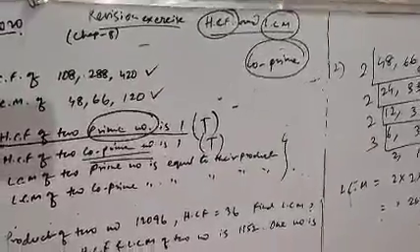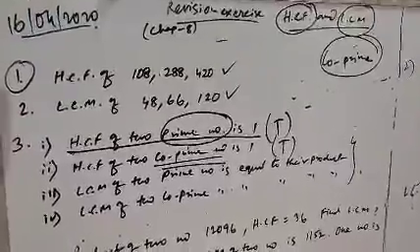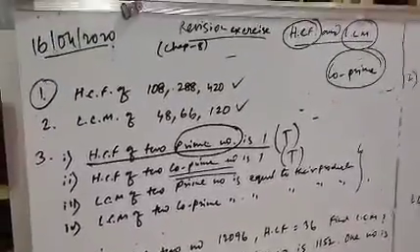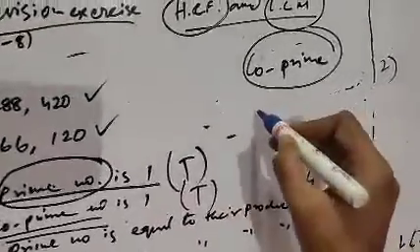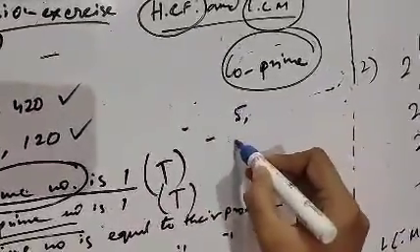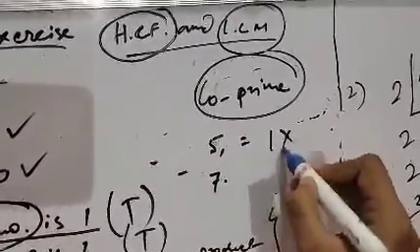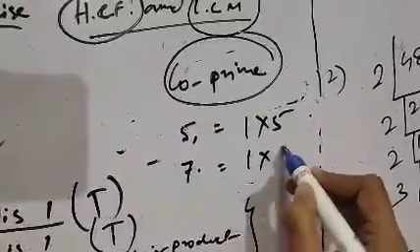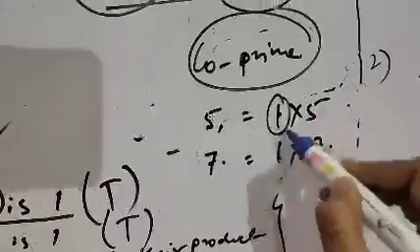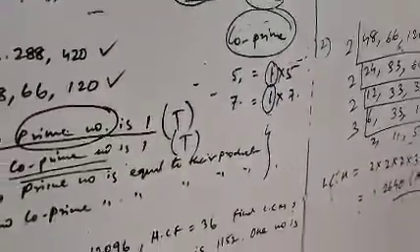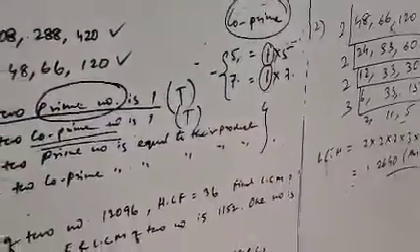Two numbers are said to be co-prime numbers when the HCF of those numbers is 1. That is, suppose 5 and 7. If we break 5, that is 1 into 5, and 7, 1 into 7. So highest common number is 1 between 5 and 7. So 5 and 7, these two numbers are co-prime numbers.